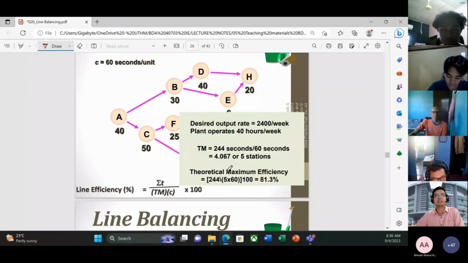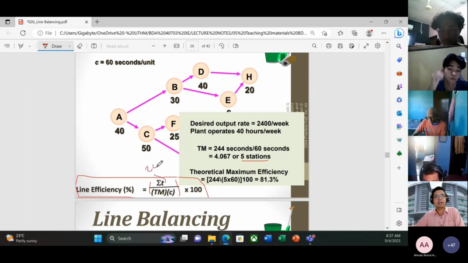So looking at our TM number, we get 5 stations. And how do we calculate the line efficiency? Just put in our formula. Line efficiency percentage will be the sum of the T divided by TM times C, then times 100. So just put in these values. We get 244, TM we get 5, cycle time we get 60, and we need to times 100. So the final answer we will get is 81.3 percent for our line efficiency.